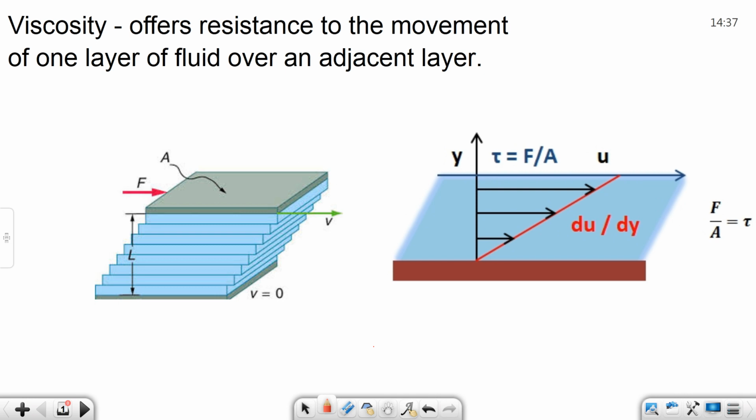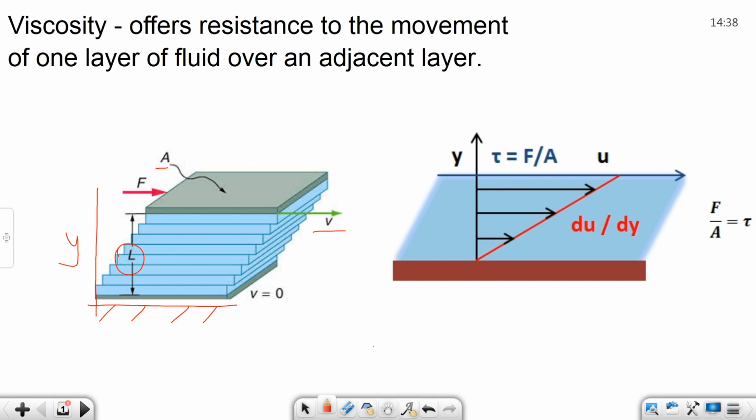So let us consider this left side diagram, which shows that there are two plates. One is fixed, one is moving with the velocity v. So this bottom plate is fixed and this top plate is moving with the velocity v meter per second. The area of the plate is A. The force because of which it's moving is F. These two plates are separated by a small gap of Y.